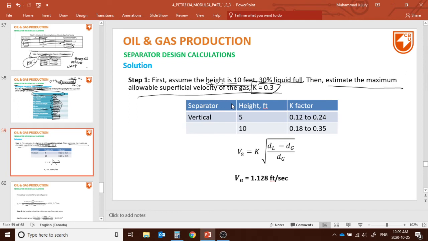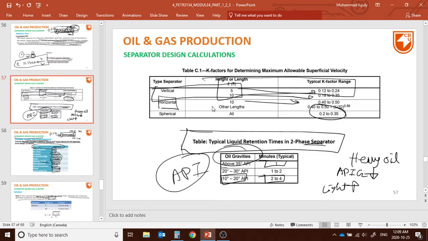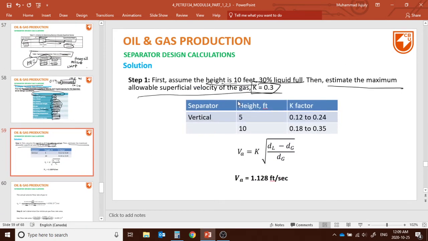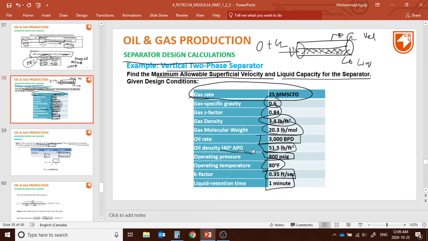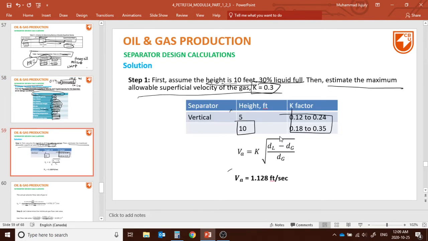So from this chart we know the 10 and the K factor. Okay, so we'll put all these values, DL, DG, and then we'll calculate the VA. And for K we'll just assume 0.3. Why? Because it's kind of in between, the average. It's 0.1 to 0.35. We assumed 0.3, and then we'll calculate the VA.